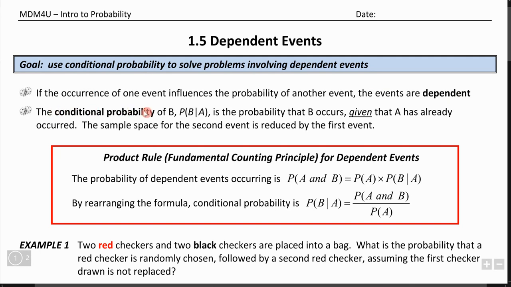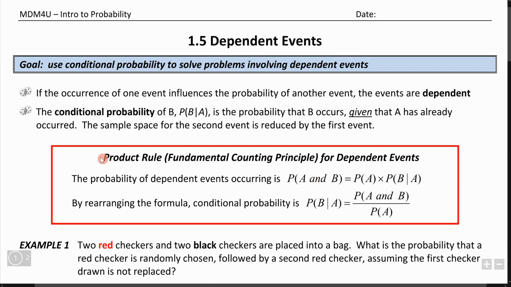So the conditional probability of a second event, which we usually label B, looks like this. This says the probability of an event B, the second event, given that event A has already occurred. So this is what this notation means. It is the probability that B will occur given that A has already occurred. And the sample space for the second event is reduced by the first event. So if something happens in the first event, you just take that object away from the second event.